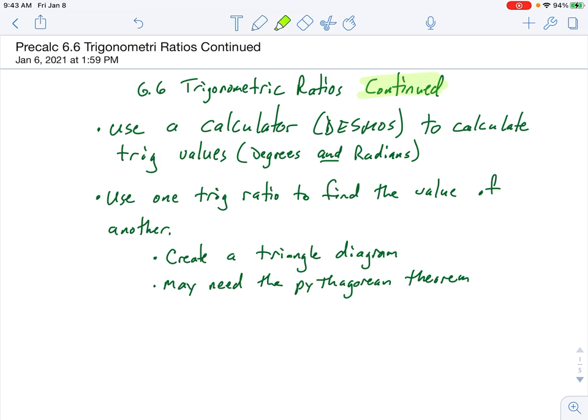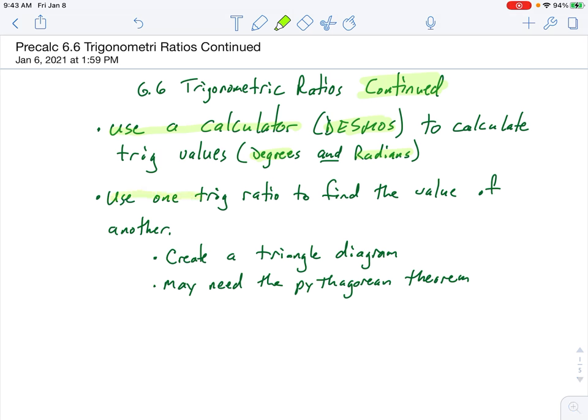Today we're going to look at evaluating these trig ratios on a calculator. I'll be using Desmos, and this is going to be done in degrees and radians, and that is just going to be easy. You're just going to hit buttons on a calculator and get answers. That's about half of this assignment. It's really easy. The other half of the assignment is going to be more of a challenge.